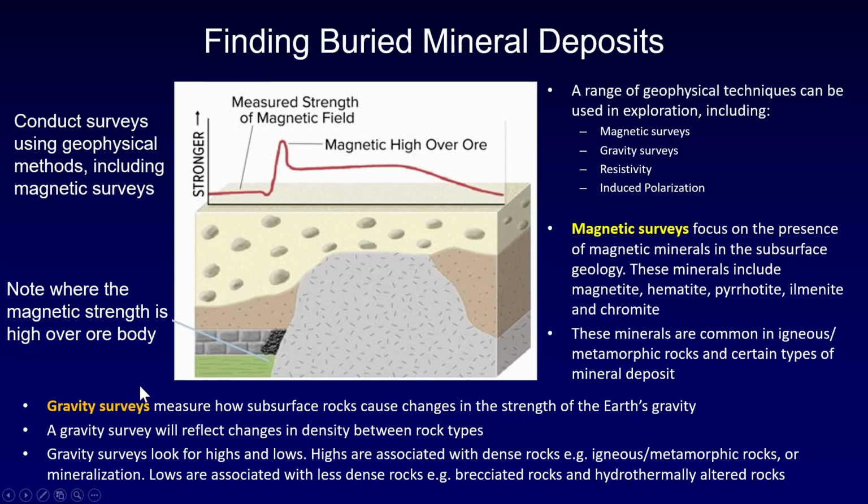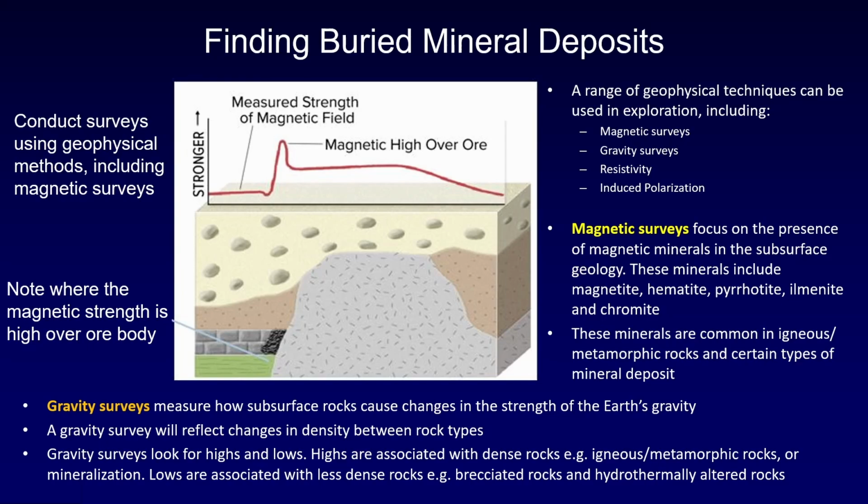Now, the second type of survey we're looking at are gravity surveys. And gravity surveys measure how subsurface rocks cause changes in the strength of the Earth's gravity. So a gravity survey will reflect changes in the density between rock types. So gravity surveys look for highs and lows. Highs are associated with dense rocks like igneous and metamorphic rocks or mineralization, whereas lows are associated with less dense rocks like brecciated rocks and hydrothermally altered rock.